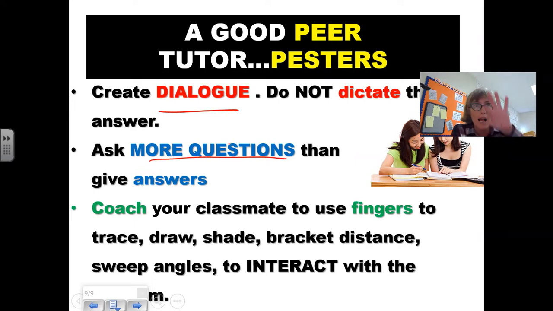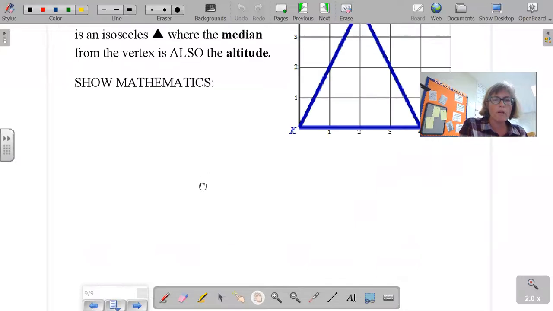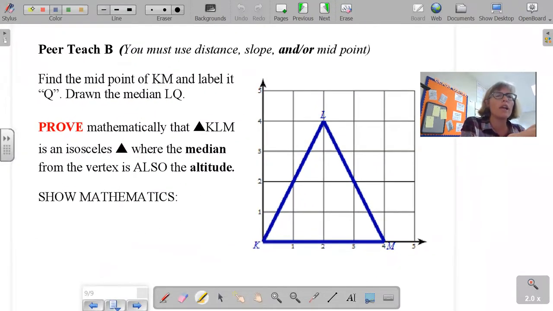You want to coach your classmate to use their fingers to trace the diagram, draw the diagram, label the diagram, shade, sweep angles, to interact physically with the diagram. Here we go. I'm going to coach you through this problem, and your job is to coach your classmate. Step number 1. You are asked to find the midpoint of KM.